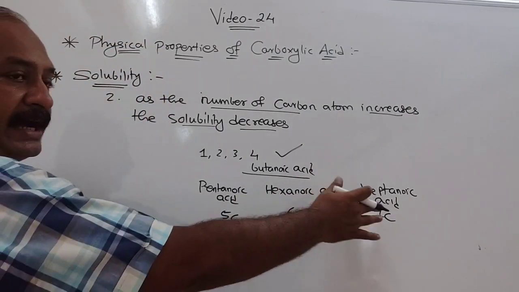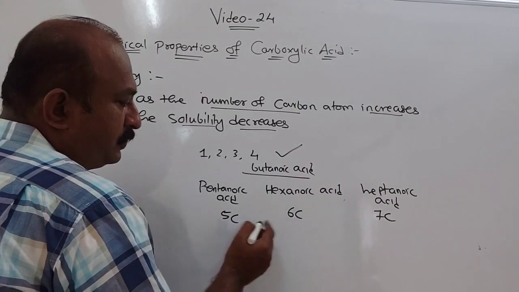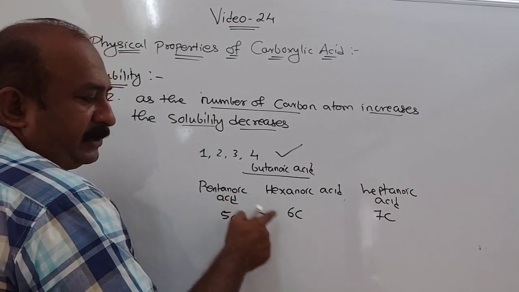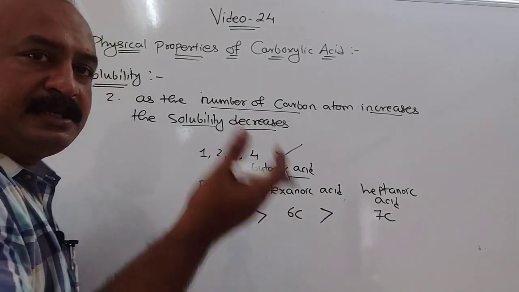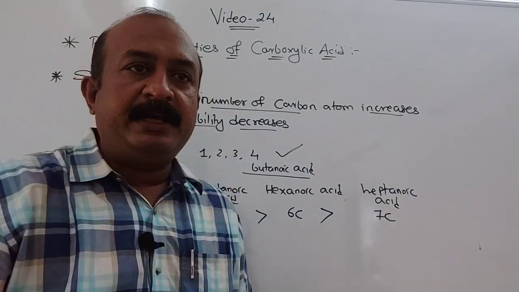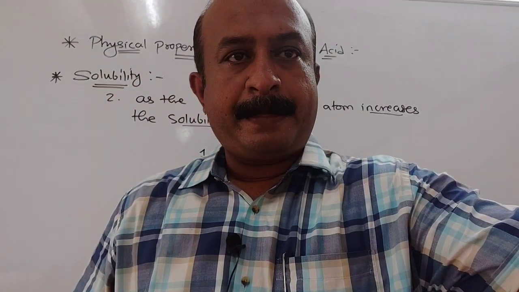So as the number of carbon atoms increases, the solubility decreases. Out of all these, which is more soluble? Pentanoic acid with 5 carbons is more soluble than hexanoic acid. As the number of carbons increases, the solubility keeps on decreasing. Understood this part?